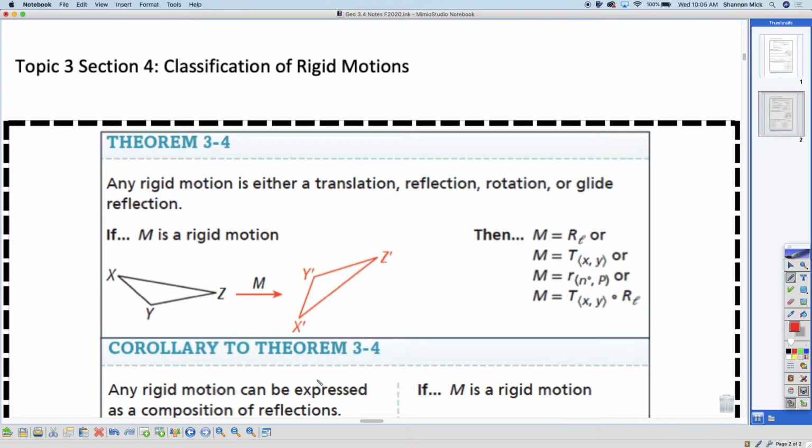Well, what do you think of glide reflection as a combination? A slide and a flip. Yeah, so math words would be a translation and a reflection.